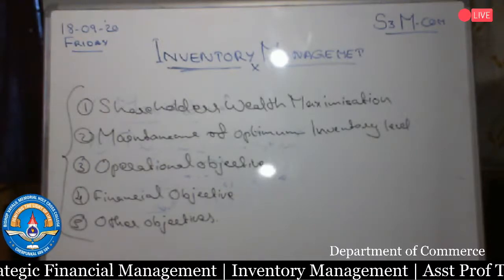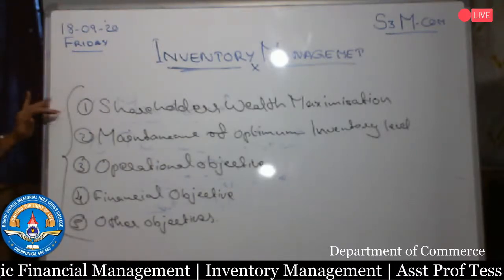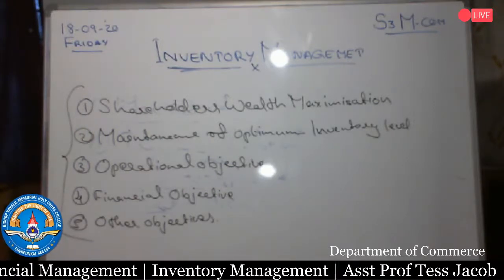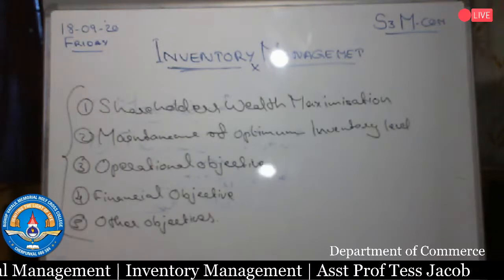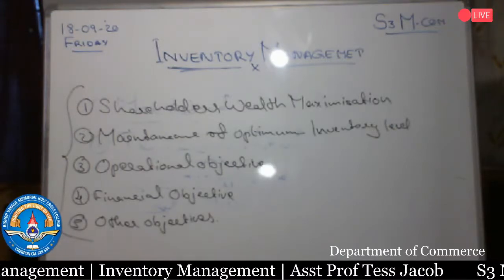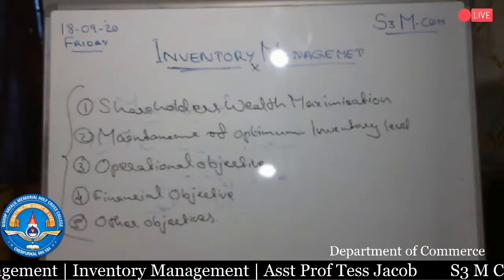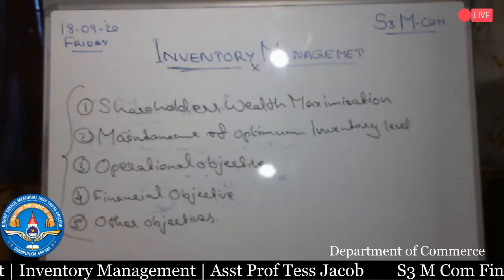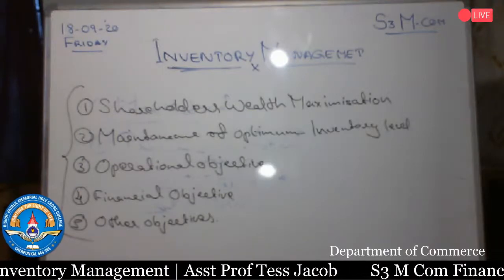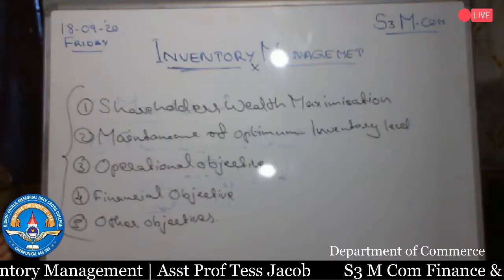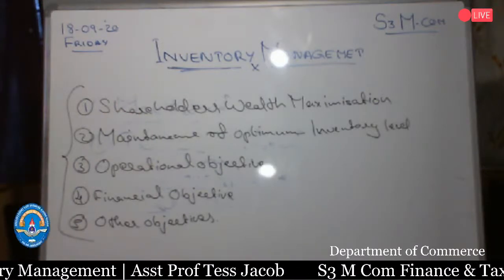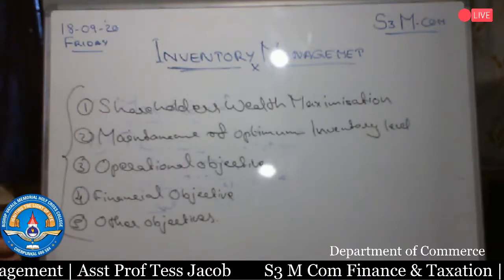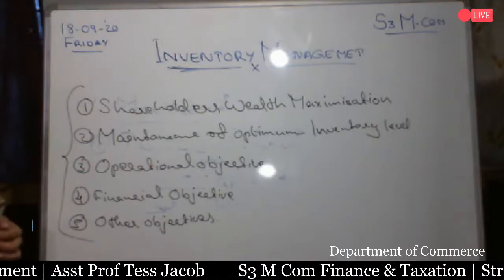So we'll discuss the first point, that is shareholders' wealth maximization. There are different departments in the organization. A company contains purchase department, sales department, marketing department, production department, and each of these departments has its own individual objective. To illustrate, the main objective of the purchase department will be economies of scale, and the main objective of the marketing department will be to market all the finished product.